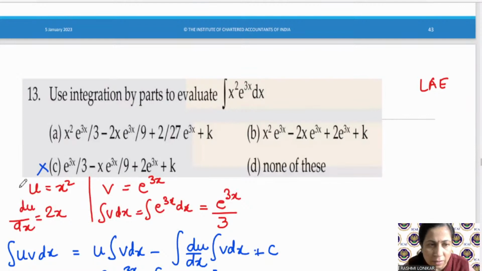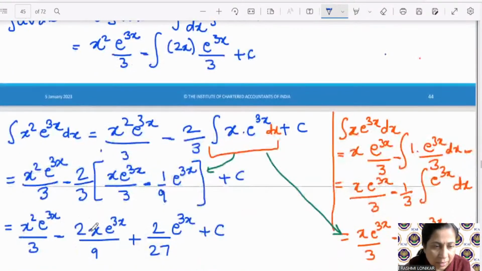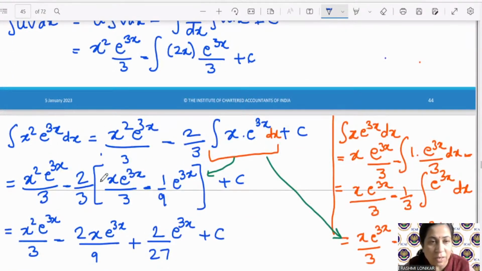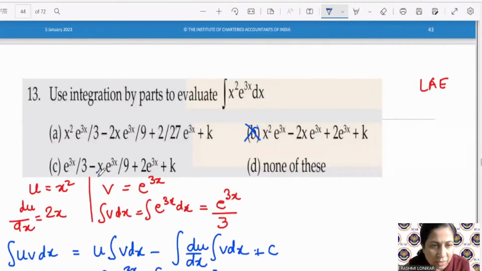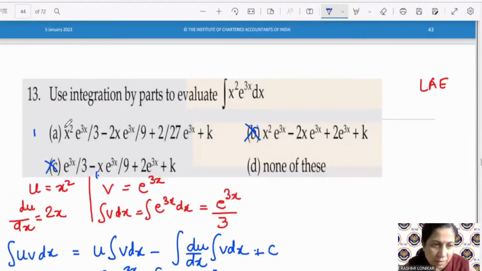So c can be an answer. B is not an answer, because it does not have x square e raised to 3x upon 3. Then minus 2x e raised to 3x upon 9. Here the 2 is missing, so C is also not the answer. Now plus 2 upon 27 e raised to 3x, plus C. So A is the correct answer.